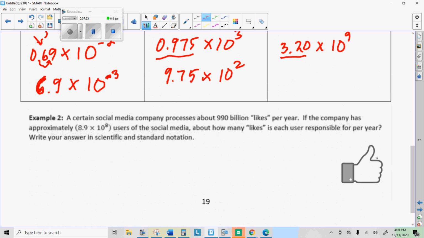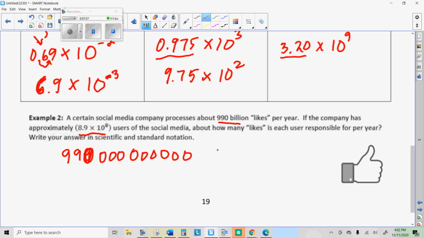Okay, so a certain social media company processes about 990 billion likes per year. If the company has approximately 8.9 times 10 to the 8th users, about how many likes is each user responsible for? So the average number, when you're doing average, you divide. So we're going to divide 990 billion. Now I'm just going to remind you that 990 billion has 9 zeros on it like this.